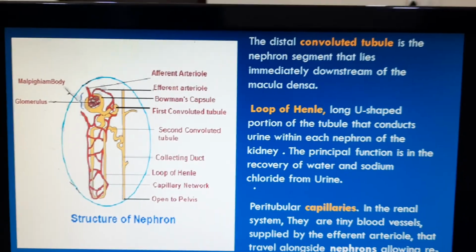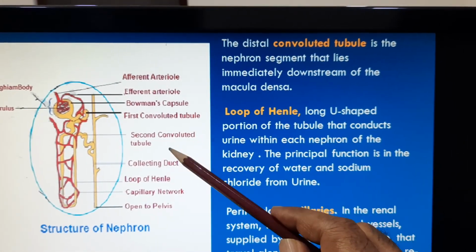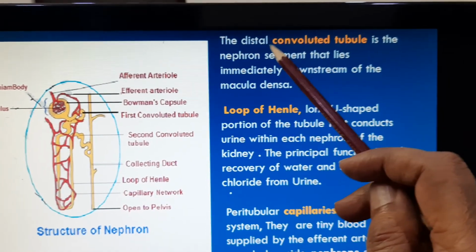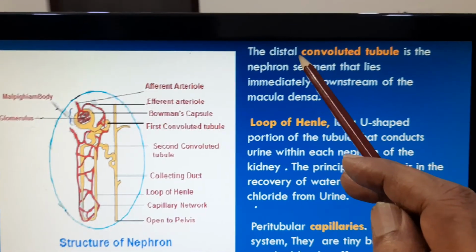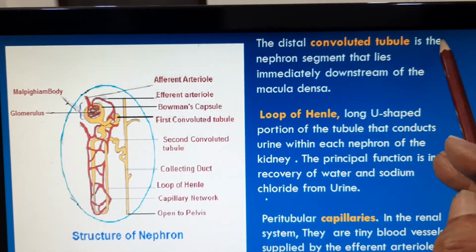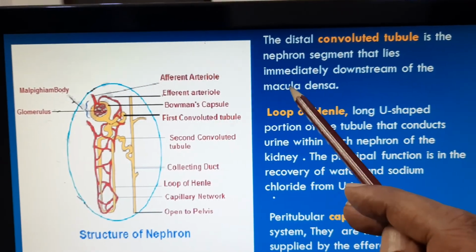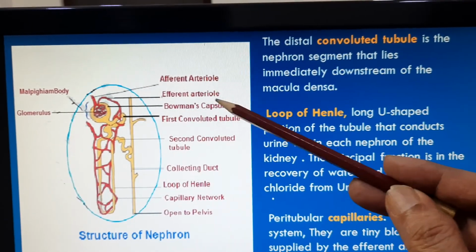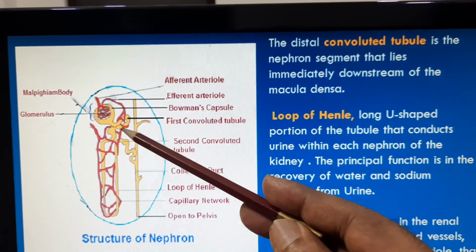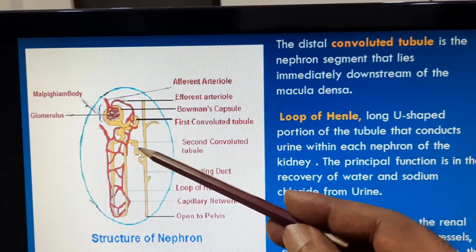And then we have two convoluted tubules, first and second, and we need to know what a convoluted tubule is. The distal convoluted tubule is the nephron segment that lies immediately downstream of the macula densa. So immediately after this we will find this one first, and then second this one.